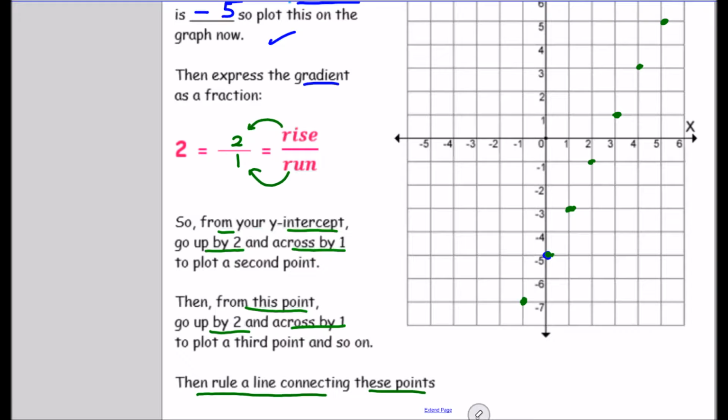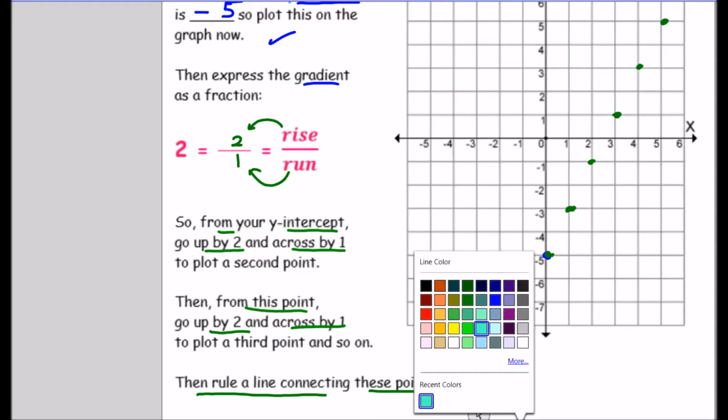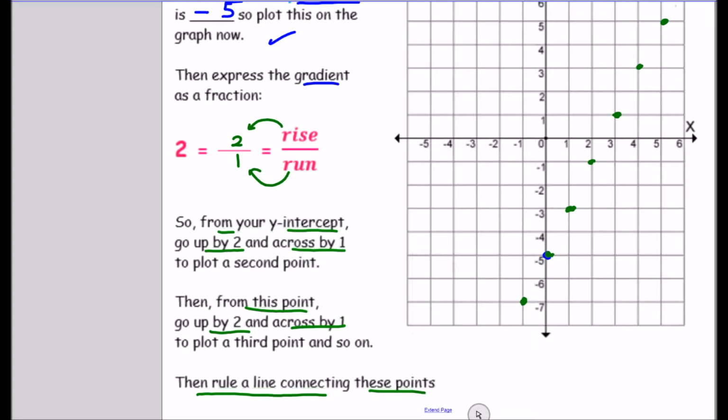And don't forget to label your line with the equation as well. Very, very important. So now we're going to rule a line. Make sure the line goes through all the points properly. I'm just going to need to adjust mine again, so feel free to watch while I adjust. It doesn't see the top points. Yep, now it's better. It's going through all the points now.